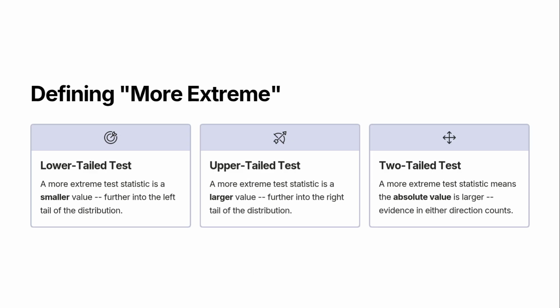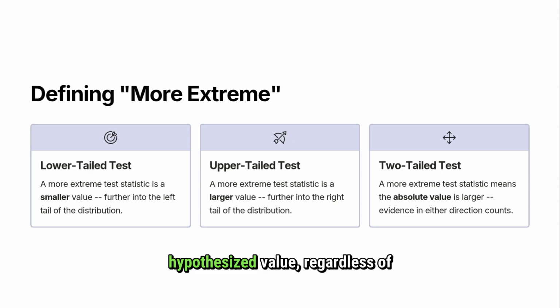For an upper-tailed test, a more extreme result is a larger test statistic that falls further into the right tail, indicating stronger evidence that the actual value is higher than the hypothesized value. For a two-tailed test, extreme results can occur in either direction. Therefore, we consider the absolute distance from the hypothesized value, regardless of whether the result is higher or lower. Understanding what more extreme means is essential because it helps determine the p-value and ultimately whether the null hypothesis should be rejected.